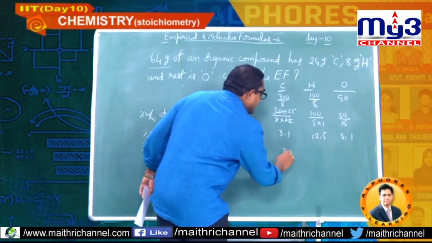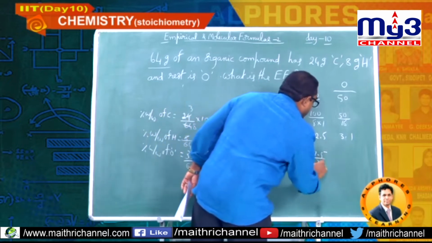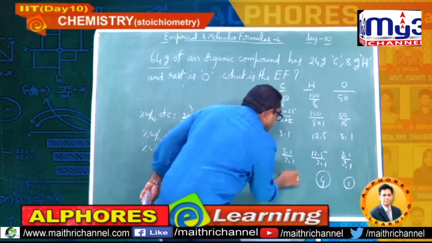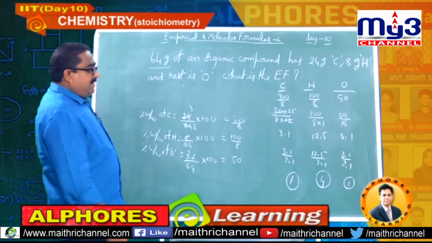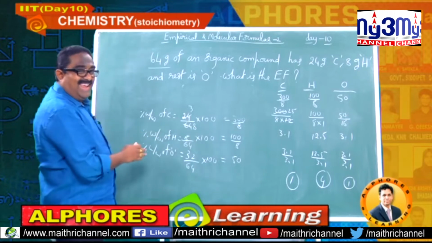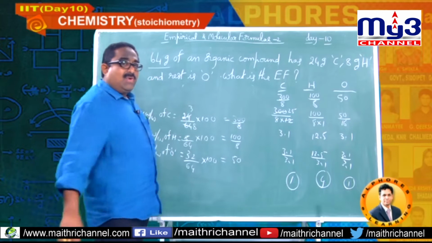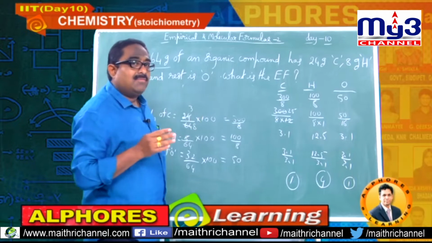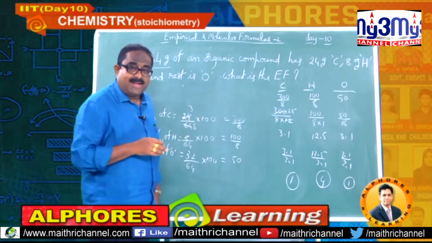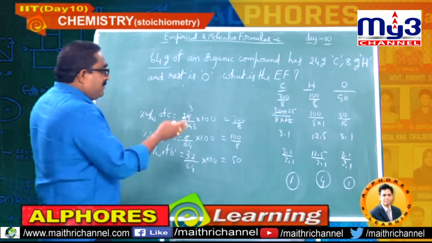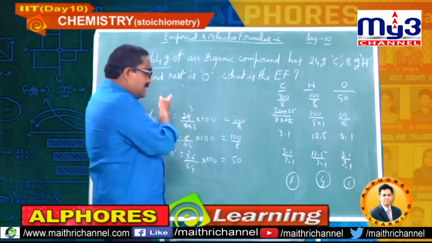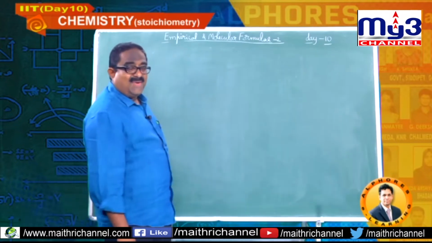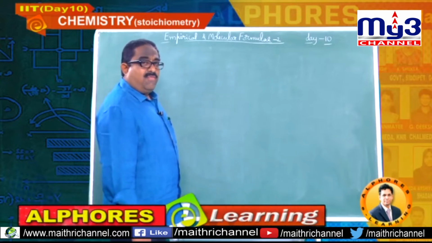Divide with the least one, 3.1 by 3.1, 12.5 by 3.1, 3.1 by 3.1. What will you get, students? 1, 4, 1. So again you got CH4O. That's what I told you. So it is better to go for a logical approach while solving objective questions, especially in competitive examinations. If it is a subjective pattern, a board exam, then you should follow this one only. Okay, students?